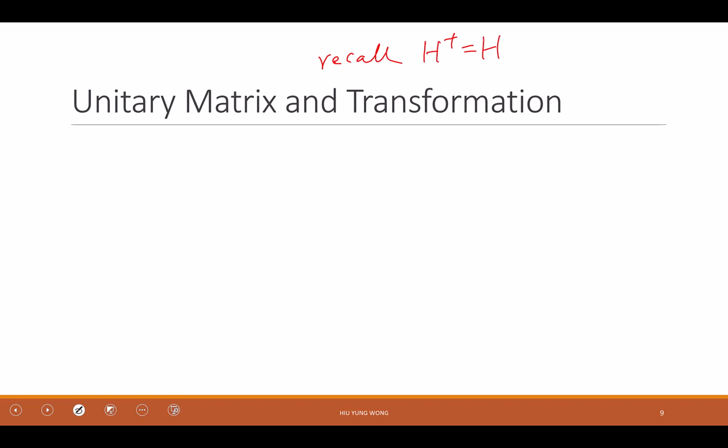Okay. What is a unitary matrix? I just changed the name to U. It's still a matrix. U dagger equals U? No. That is what matrix? Hermitian, right? The unitary one uses the inverse of the matrix. If your dagger equals the inverse, then it's unitary.